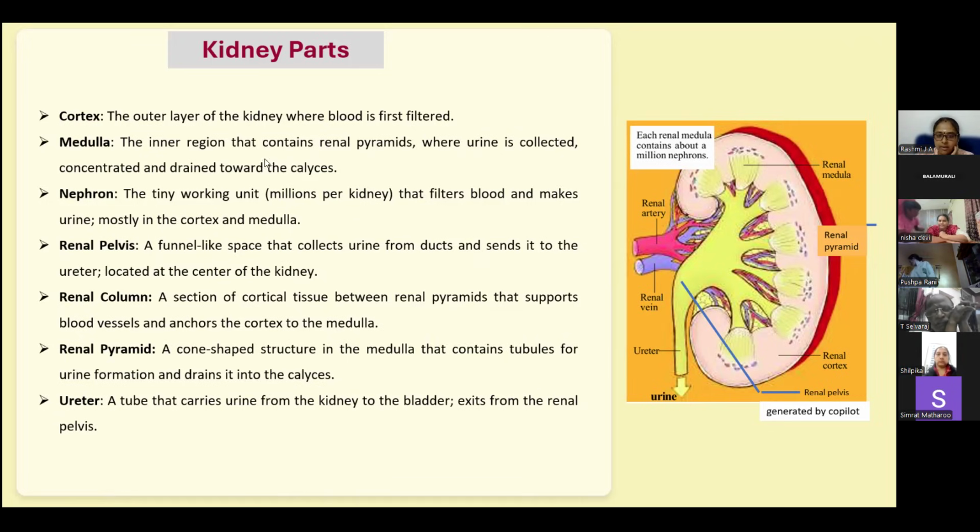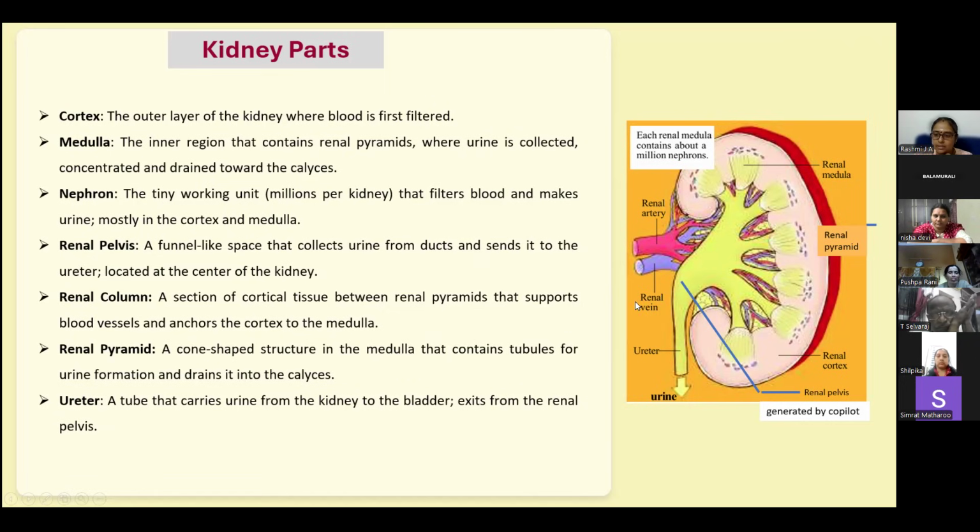Then the renal pelvis is a funnel-like space that collects the urine from the ducts. So you have this region, no? From here the urine is produced and it comes here. After that it goes into the ureter. Then the renal column is the whole region here. It anchors the cortex to the medulla. So it is connecting the medulla and the cortex. That is called the renal column.